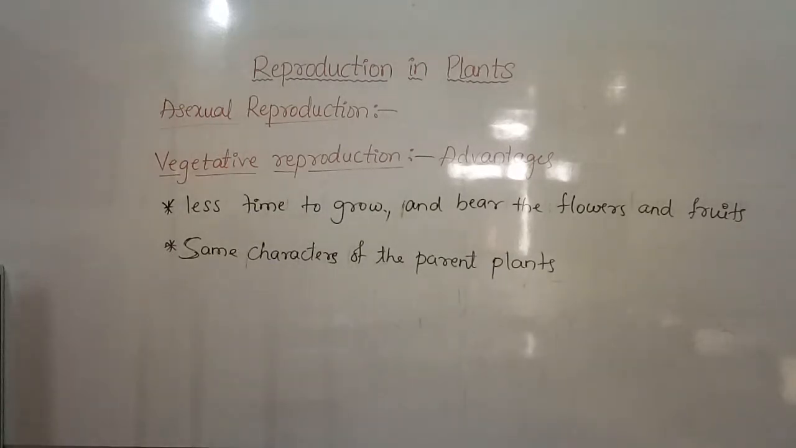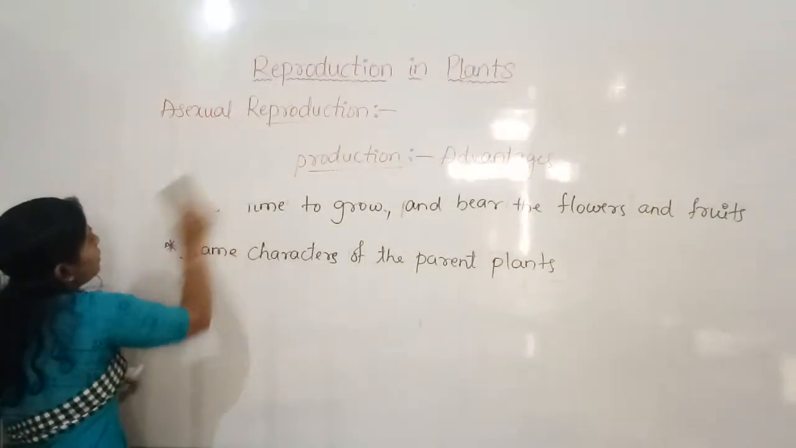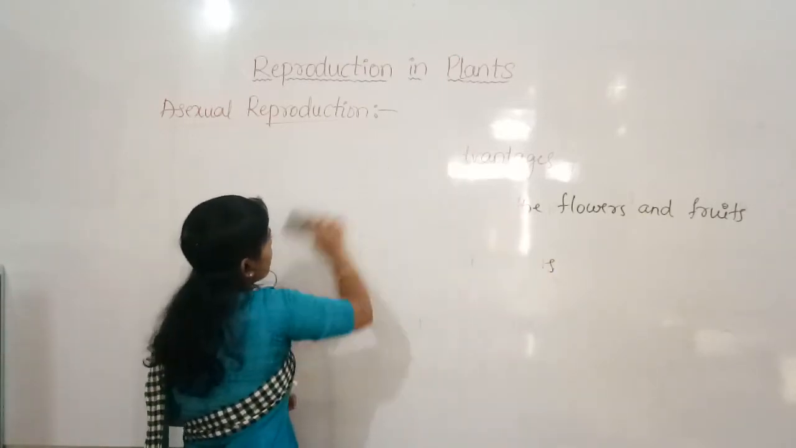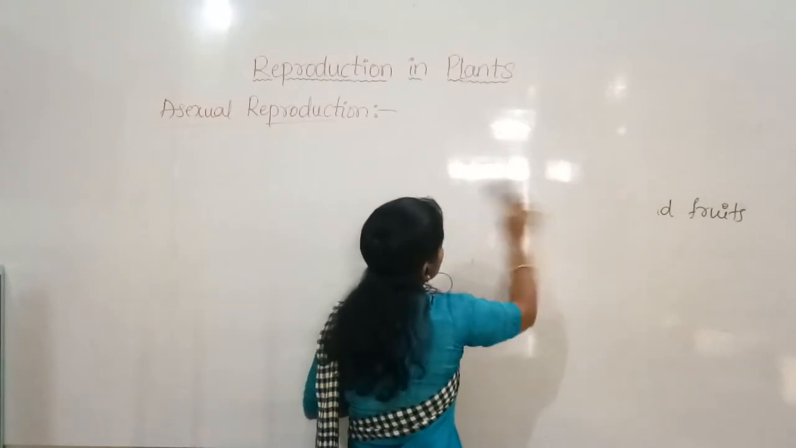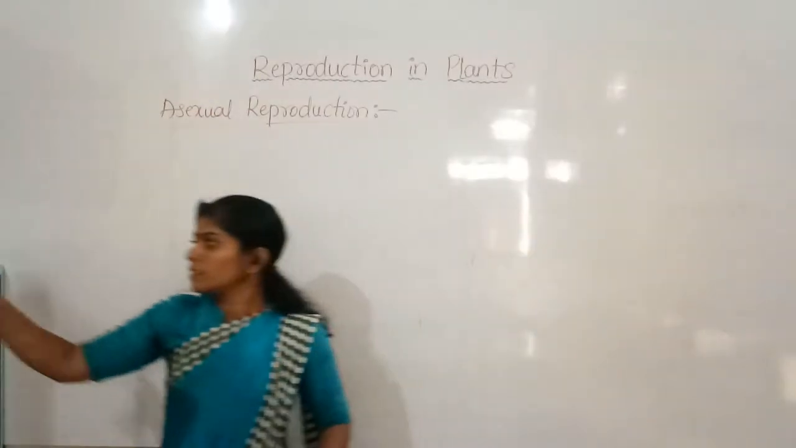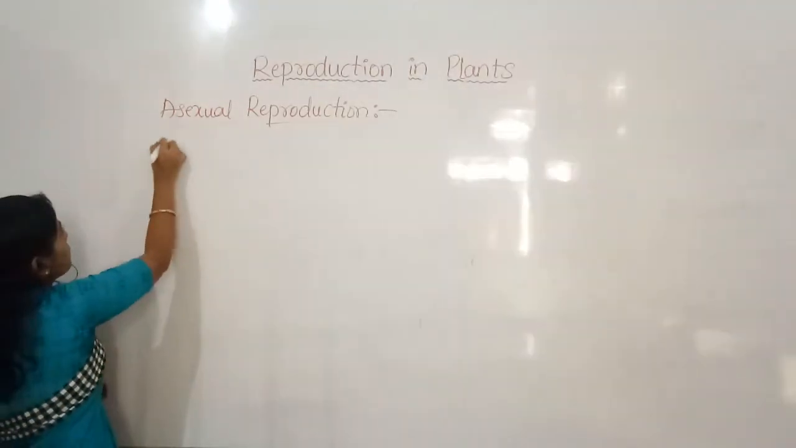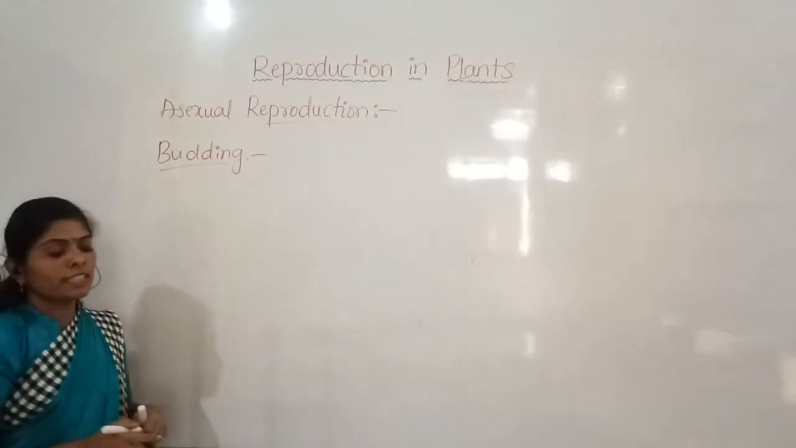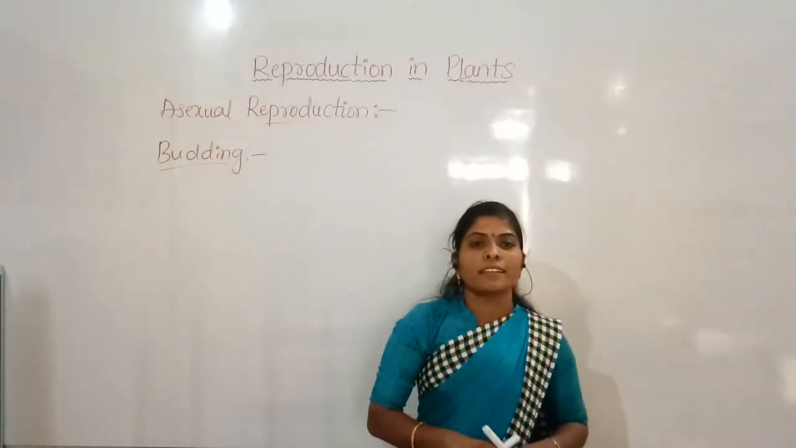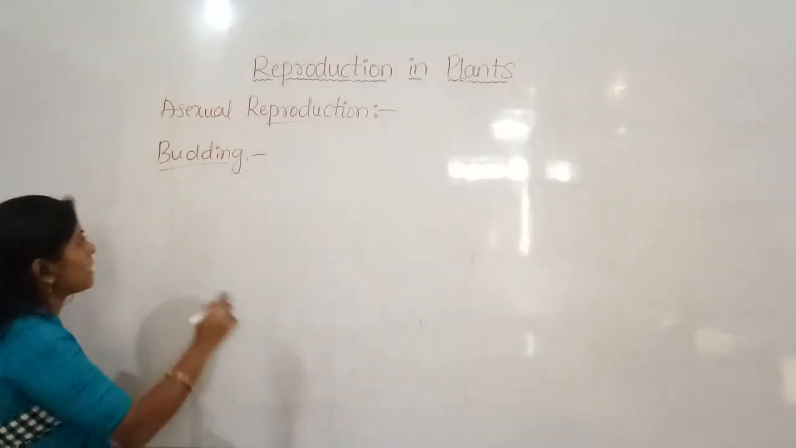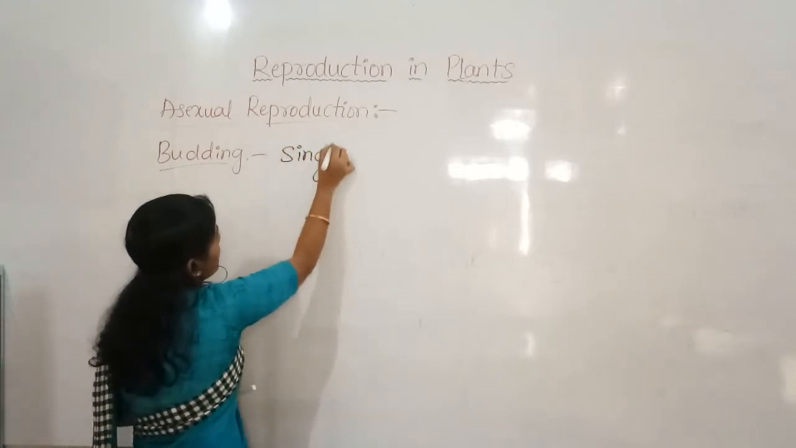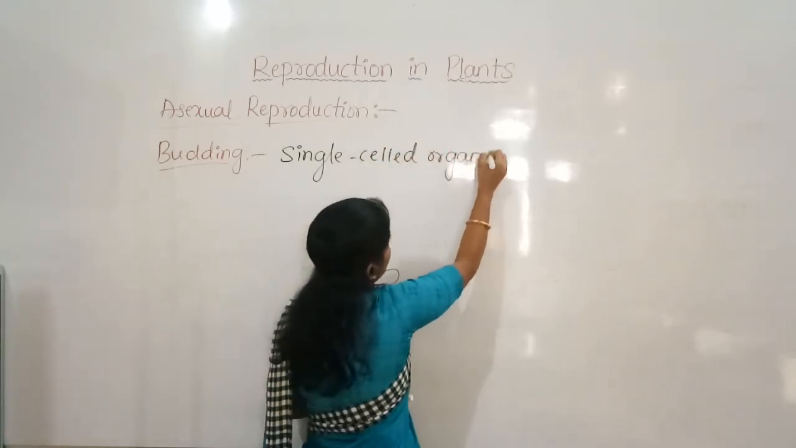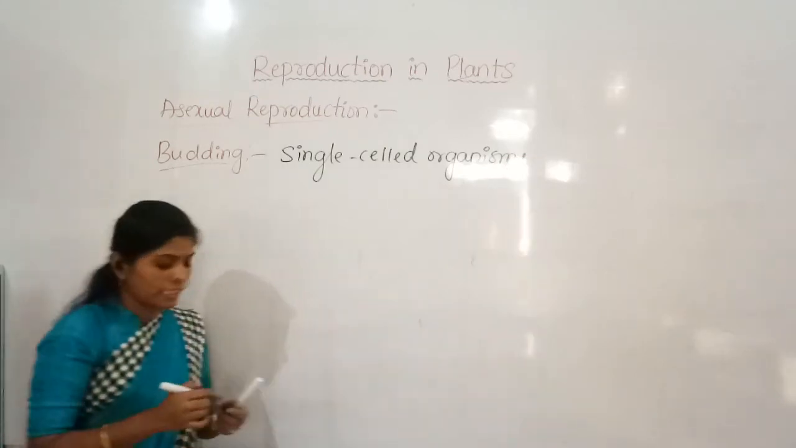Now we can discuss one more type of asexual reproduction, that is budding. You might have seen some organisms that are single celled. Budding can take place in these single celled organisms. So in single celled organisms, asexual reproduction takes place.